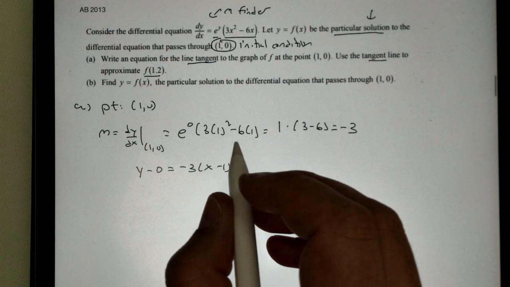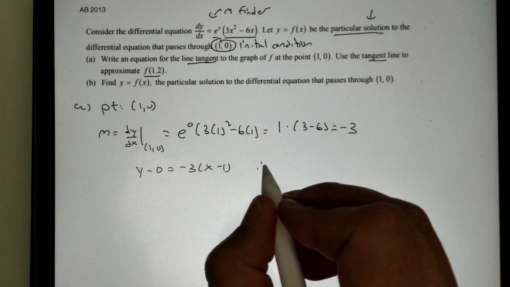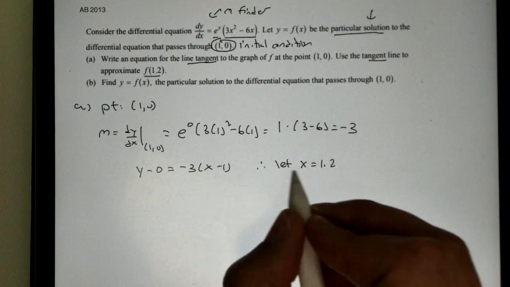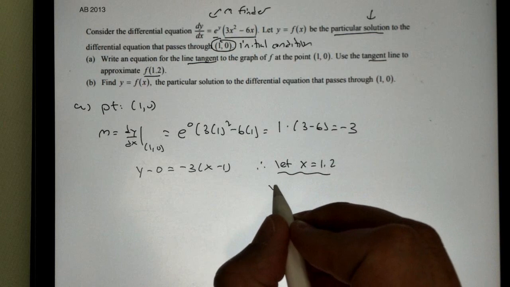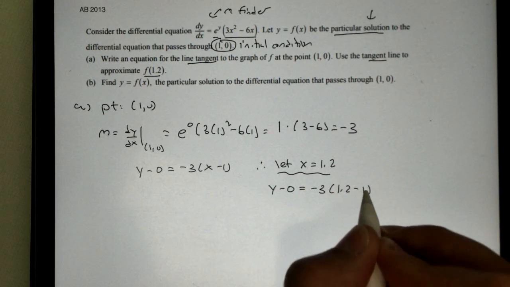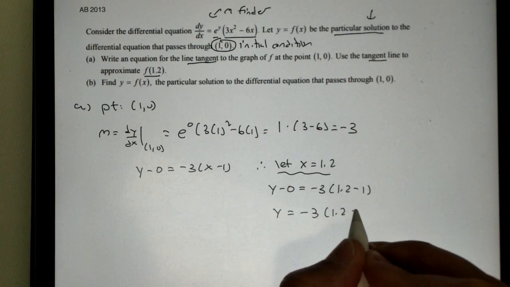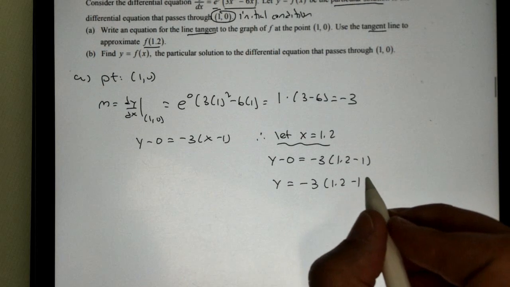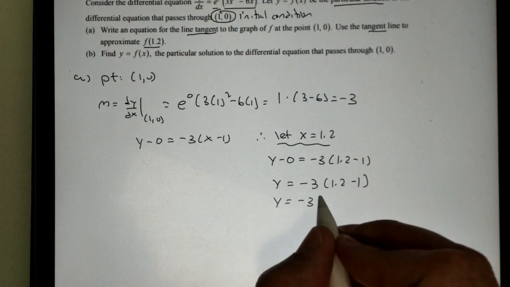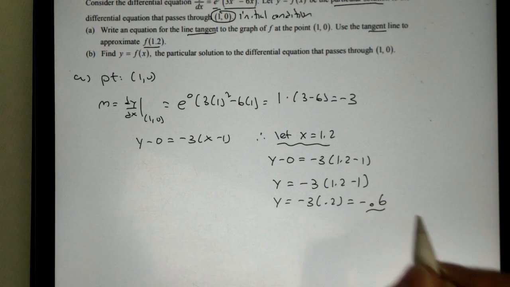Do not simplify that. But now they want me to approximate f of 1.2. So now we're going to let x equal 1.2. And if we do that, we get y minus 0 equals negative 3 times (1.2 minus 1). Y is negative 3 times (1.2 minus 1). You can leave it like this, that's okay. Or if you need to simplify this, we get negative 3 times 0.2, or negative 0.6.